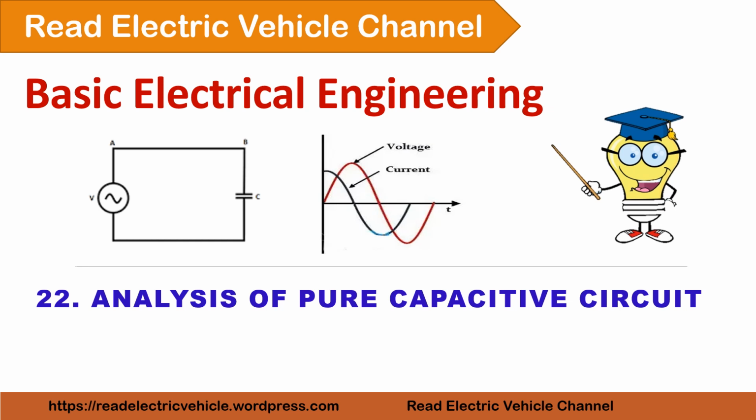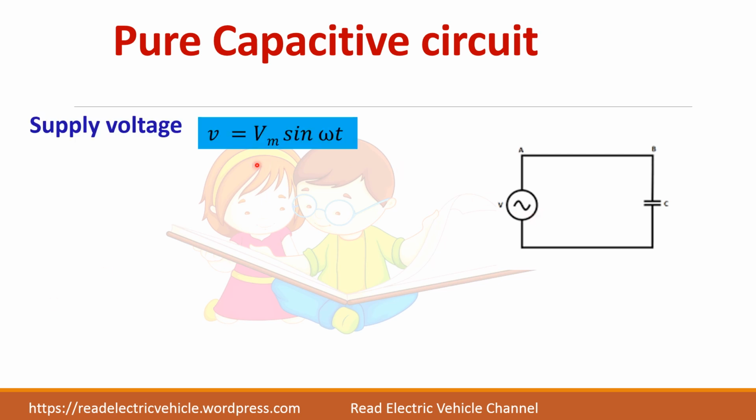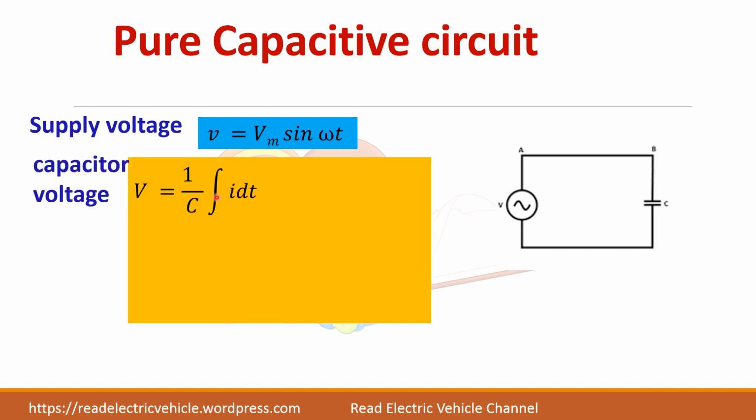Let us analyze a pure capacitive circuit. A capacitor is connected across the supply voltage V, which is given by Vm sin omega t. Now we have to find the current equation, or current through the capacitor. So first we will write the capacitor voltage, which is equal to the applied voltage.